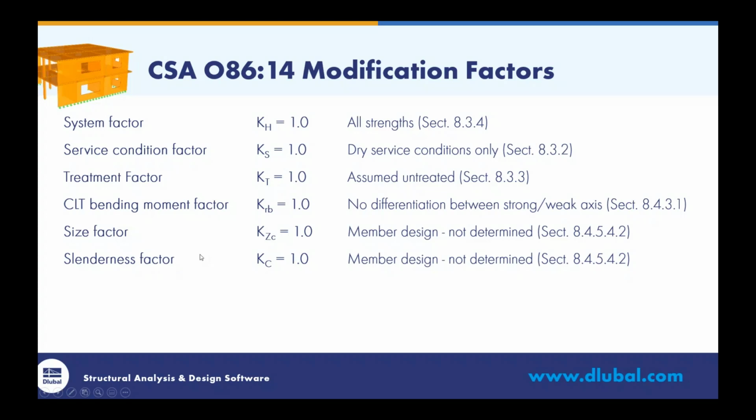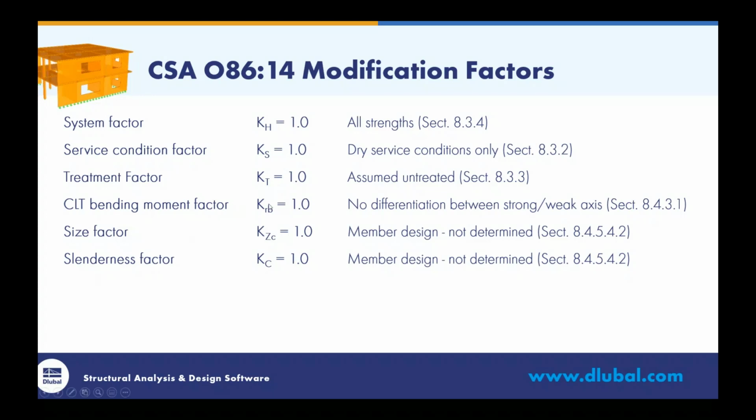So the CSA standard really takes an approach for CLT design as though it's treating it like a member. And this might be extremely beneficial for hand calculations, just to simply run a design check. The problem with that is, in a finite element analysis software, that 2D surfaces are truly surfaces. We do not treat them as members.